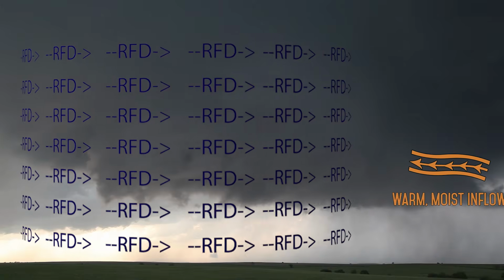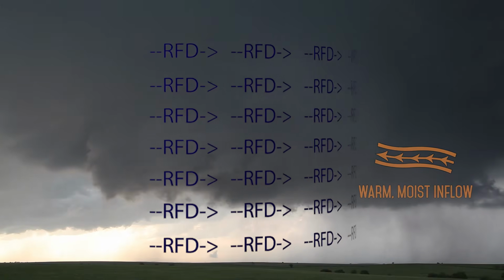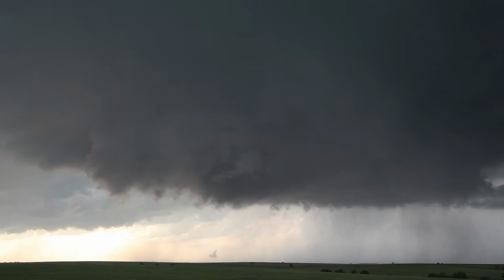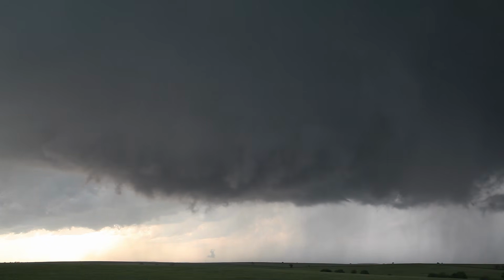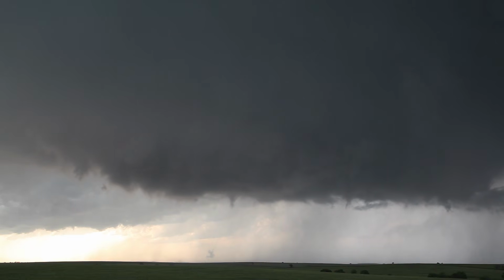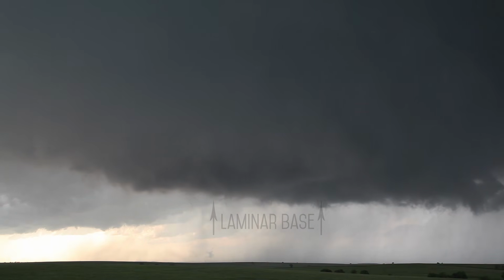Ones that do are persistent for 10 to 20 minutes before tornado formation, and also exhibit persistent rotation, as this real-time video shows. Strong inflow winds of at least 35 miles per hour are usually observed near tornadic wall clouds. Often, the base will appear laminar or smooth prior to tornado genesis.